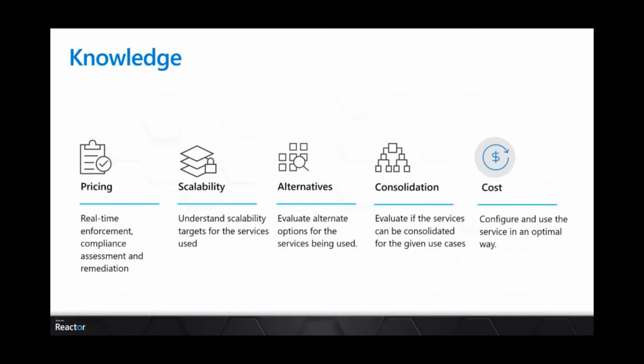Because when you consider all these factors together, pricing, scalability, alternatives, consolidation, what they eventually help you with is the overall cost benefits. And last but not the least, whatever services you use, are they configured and used in an optimal way?